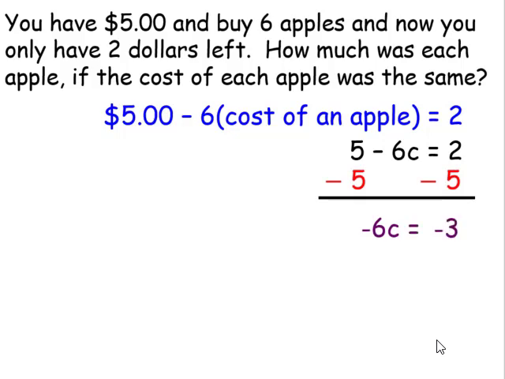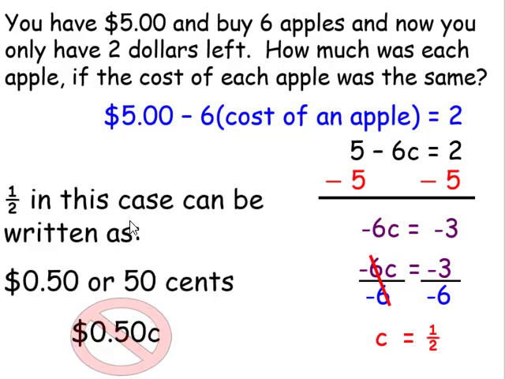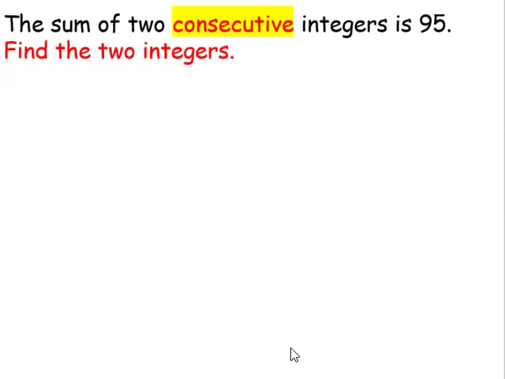Divide both sides by negative 6. The negative 6's will cancel, leaving us with c on the left-hand side and on the right-hand side, negative 3 over negative 6. The negatives cancel, and 3 over 6 can be reduced to 1/2. 1/2 in this case can be written as 50 cents, but we can't use the dollar sign and the cent sign together.